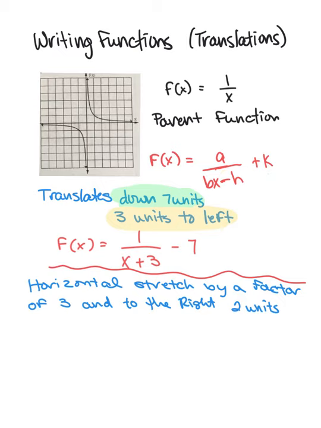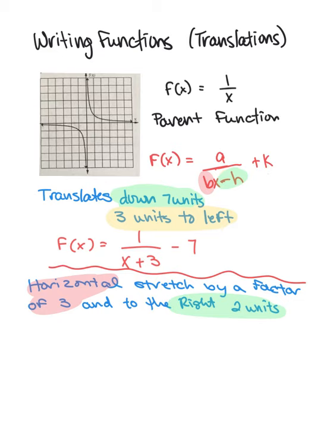So the next problem wants a horizontal stretch by a factor of 3 and a translation to the right 2 units. So a horizontal stretch by a factor of 3, that's going to be my B. And to the right 2 units, that's going to be my H again.